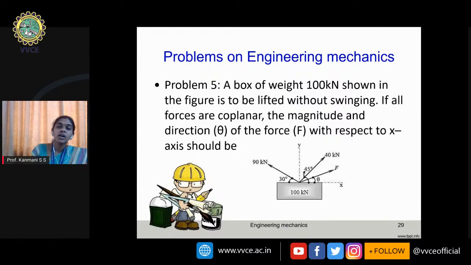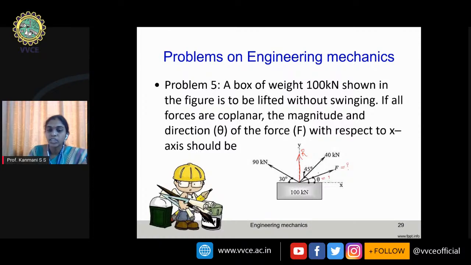What they have told is that a box of weight 100 kilonewton, shown in this figure, is to be lifted without any kind of swing. That means it has to move exactly in the vertical direction like this. This is the direction of the resultant. If all forces are coplanar, in the same plane, we have to find the magnitude F and the direction theta of force F with respect to the x-axis.